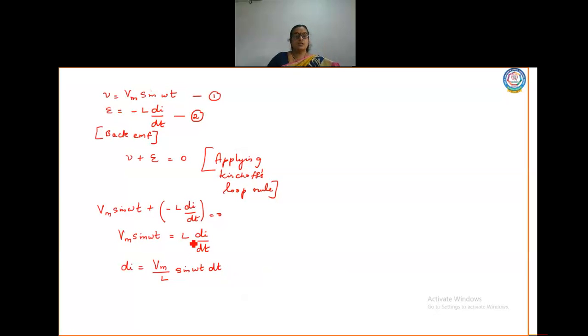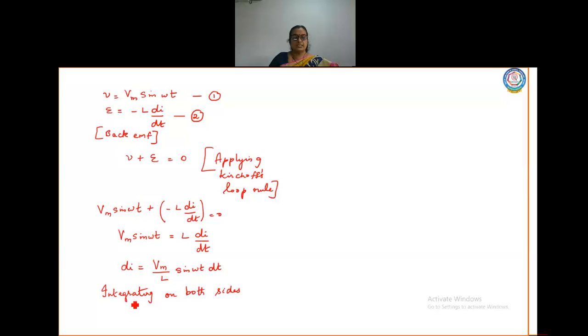Is it clear, children? Hope you are understanding the steps up to this. But here also, I want the value of current. Here I have got the value only for di. So if I want the value of current, I should integrate this equation on both sides. So integrating on both sides, I have integral di.